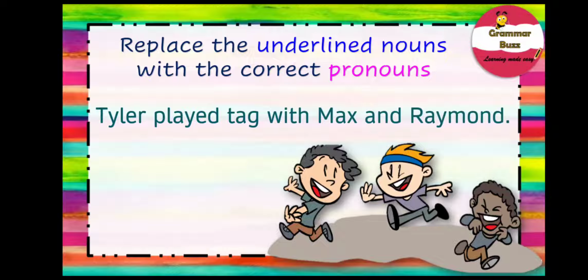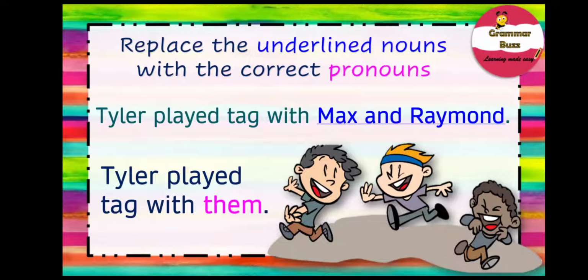The next one for you is, Tyler played tag with Max and Raymond. And the proper nouns that need to be swiped with a pronoun are Max and Raymond. Hey, so what pronoun would you use to replace the nouns Max and Raymond? I could give you a clue. I think you should use a plural pronoun here. And you're right, it is, Tyler played tag with them. The pronoun them is a plural pronoun that replaces the nouns Max and Raymond. Good job.